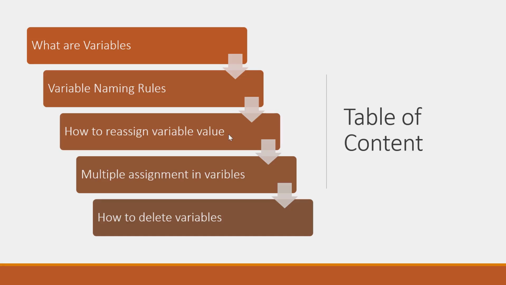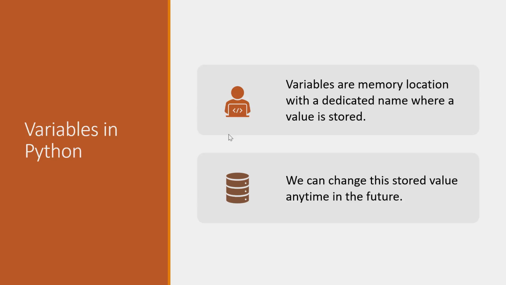So we start off this video by understanding what are variables in Python. Then we will discuss how we can declare and assign value to a variable. After this we will understand some of the variable naming rules. Then we will discuss how we can reassign the variable value. Next we will understand the implementation of multiple assignment in variables. And in the last we will understand how we can delete variables in Python. So without any further delay, let's jump on to our first topic and understand what are variables in Python.